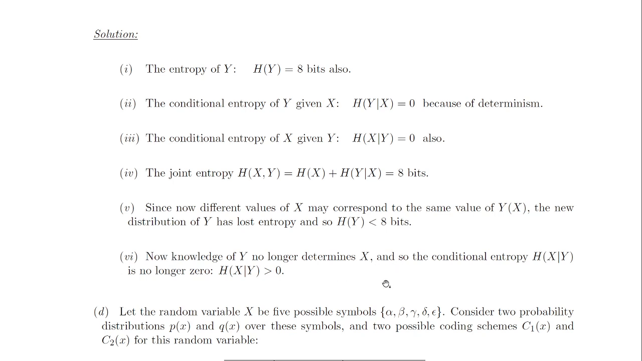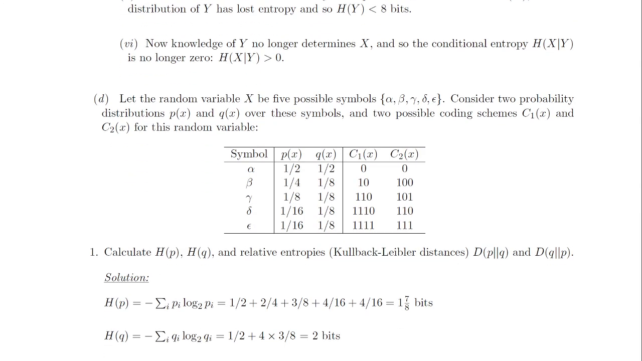And it also therefore follows that knowledge of y does not determine x because it's now no longer an invertible function. So the conditional entropy of x given y is now no longer 0 as it was up here in subpart 3. It's now greater than 0. Okay, so that's just exploring some ideas related to deterministic functions and their entropy and the role of invertibility.